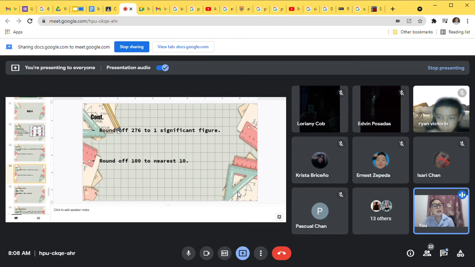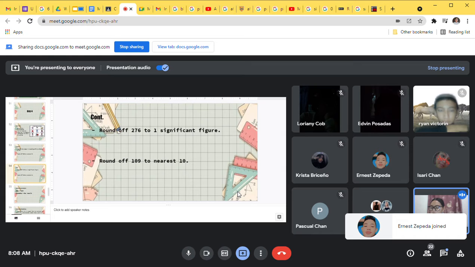So what we will do today is estimating calculations. When we estimate calculations, we need to round off first. It will be either to significant figures or to the nearest multiples of 10, right? So this is just to introduce you to the topic, which is estimating calculations. So what we will do first, for you to have a better understanding of estimating calculations, first you will add two numbers.